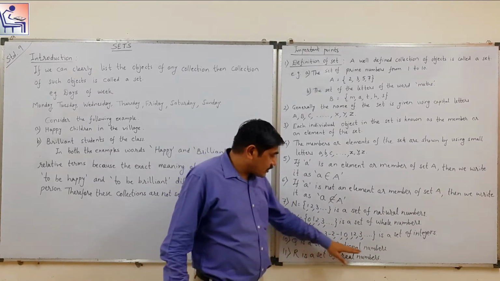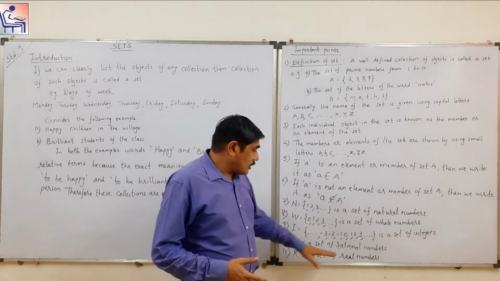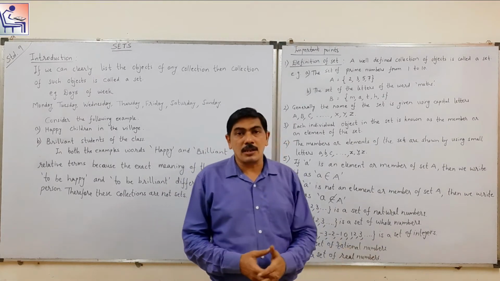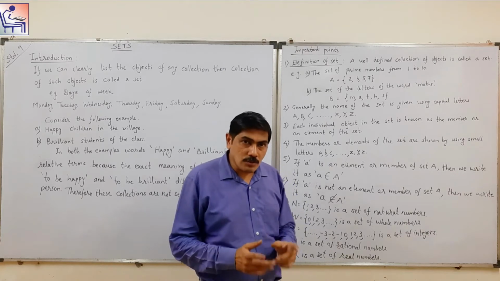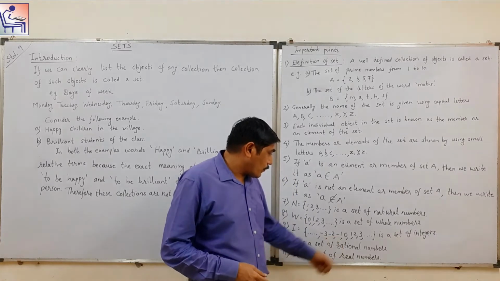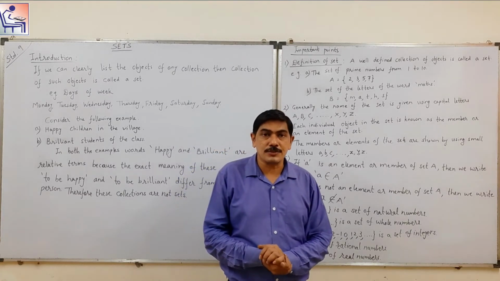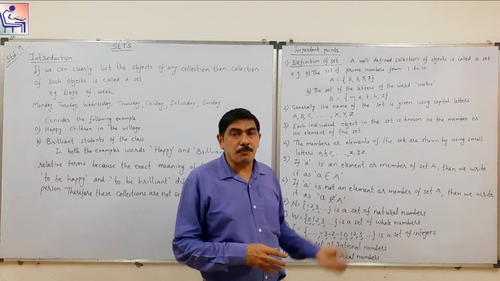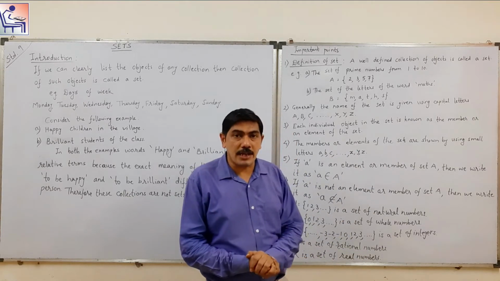Then Q is a set of rational numbers. R is a set of real numbers. We will study these in detail in your second chapter. So now just remember, Q is a set of rational numbers and R is a set of real numbers. Here we have completed all the important points of the chapter Sets.